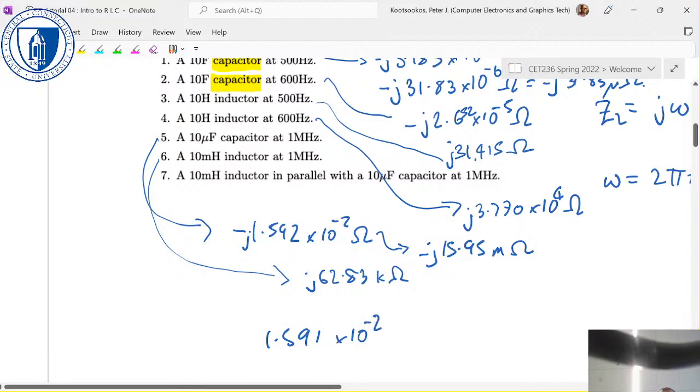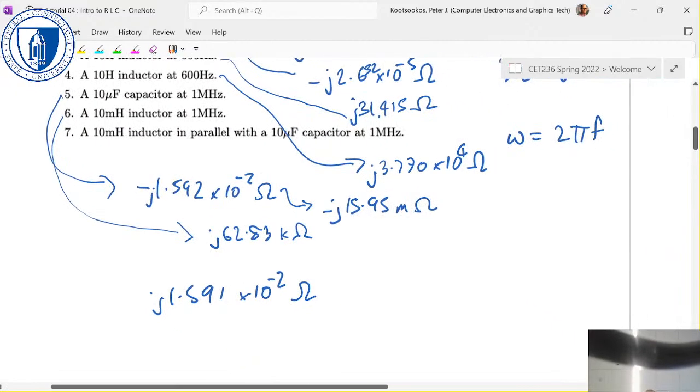One point five nine one by ten to the negative two. Okay, well, let's see what I get. So my first thought is we've got to put them in parallel, right? So we'll have a capacitor and an inductor, and we've got a 10 microfarad and a 10 millihenry.